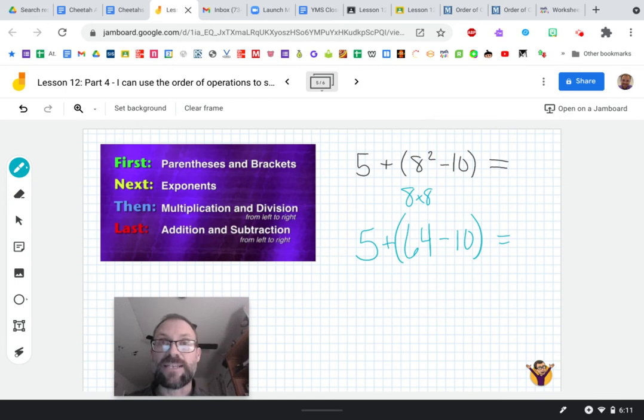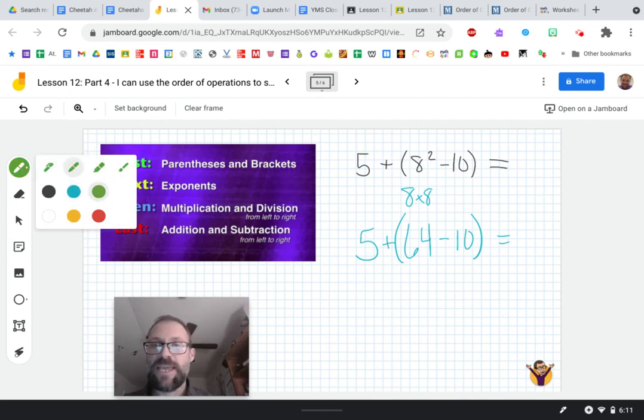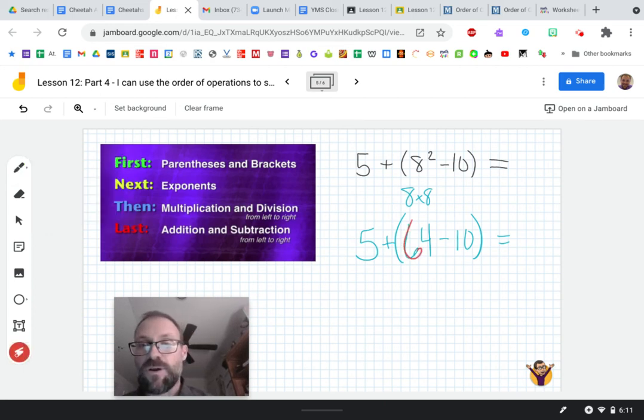All right, what comes next? What would you do next? What's the next move? Did you say 64 minus 10 is next? Because 64 minus 10 is inside of parentheses, and parentheses come before addition? I hope so. So 64 minus 10 is 54. And then I'll bring down the plus 5.